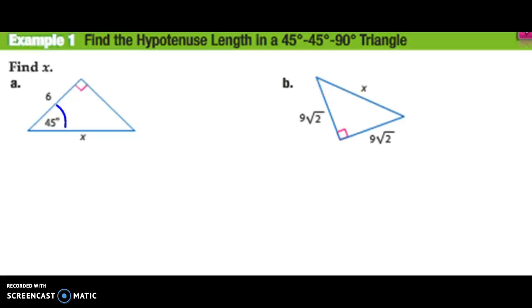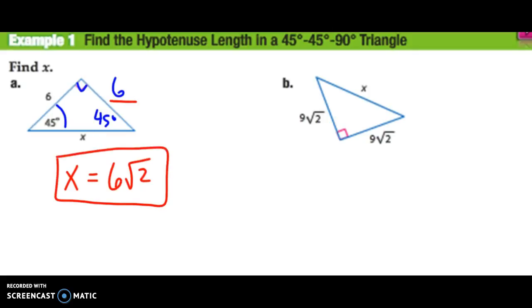Since this one right here is 45 degrees and this is 90 degrees, the missing angle is going to have to also be 45 degrees. So that means since this side is 6, this leg is also going to have to be 6. And so x is going to be the length of the leg times the square root of 2. And there's my answer.